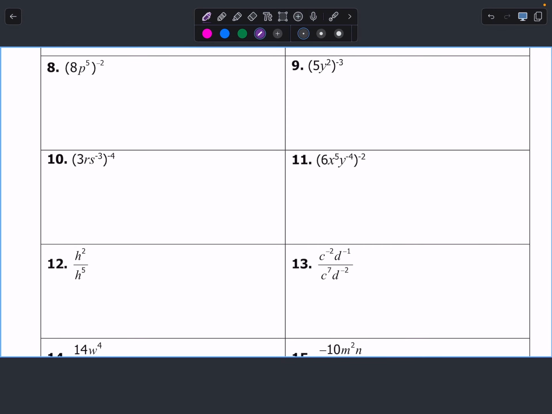Okay, so if I do 11, my -2 goes to all of my terms. So I get 6 to the -2nd power, x to the 5 times -2, and then y to the -4 times -2.